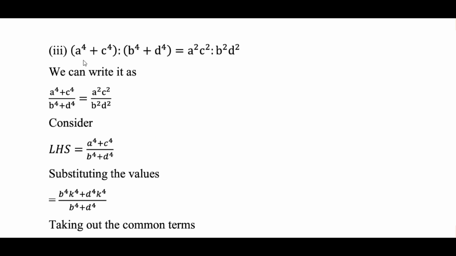What is given over there? That is a to the power 4 plus c to the power 4 is to b to the power 4 plus d to the power 4 is equal to a square into c square is to b square into d square. So we can write it as a to the power 4 plus c to the power 4 divided by b to the power 4 plus d to the power 4, as it is given over there in the question paper, is equal to a square c square divided by b square d square. So first write the left hand side.